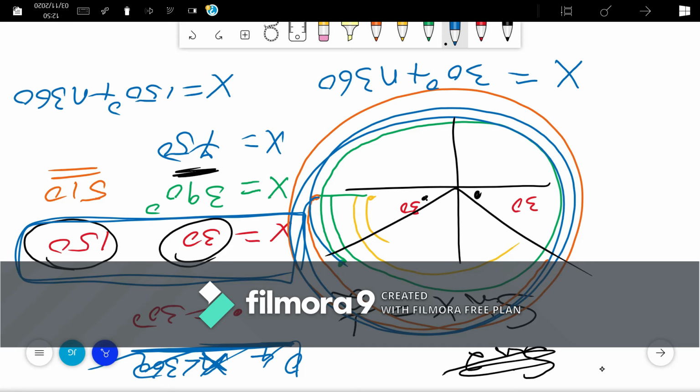I'll show you another one in a second. So what we do is we get the specific answer first, 30 and 150, and then we stick an n times 360 onto both of them. And that gives me every possible answer to x. X is 30 plus n times 360, and x is 150 plus n times 360. As many answers as we like.